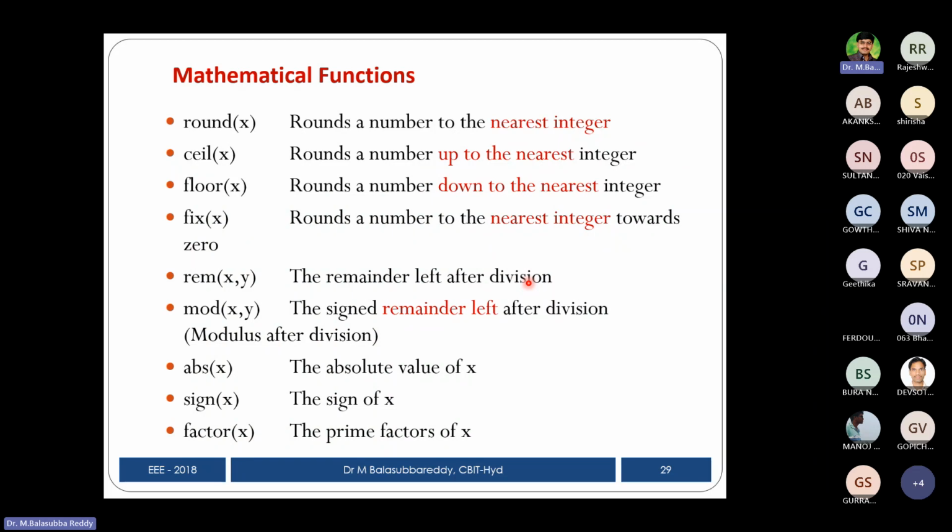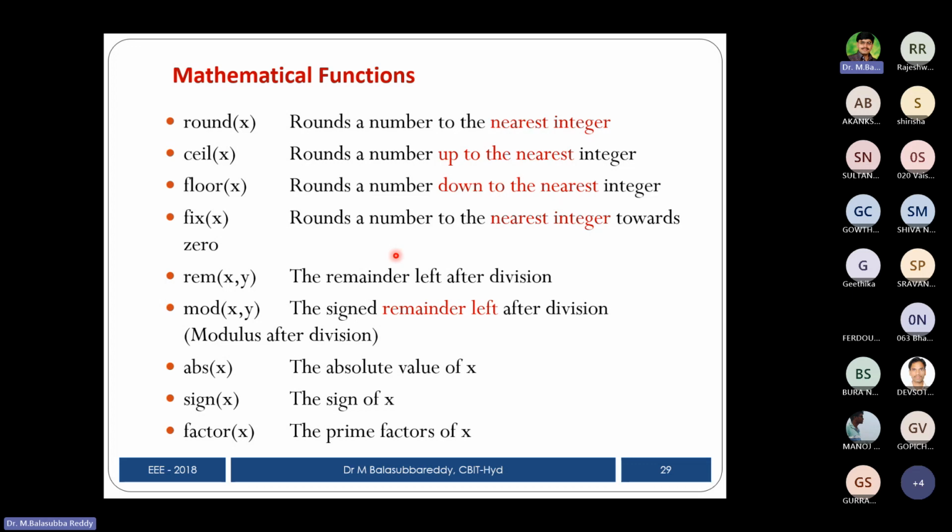For that, inbuilt functions are there: round. Round means nearest integer. Suppose it is 3.4, then it will treat it as 3 only. 3.6, it will treat it as 4, like that. And ceil will always go up to the nearest integer. And floor, fix, remainder and modulus are also there. I will show the example so that it is easy to understand, instead of stating this in sentences.